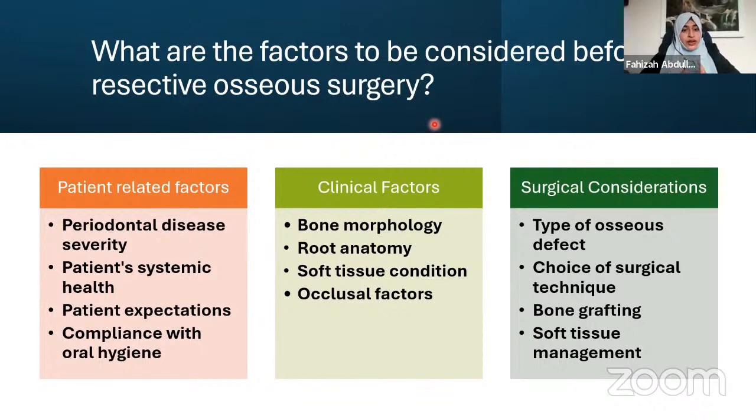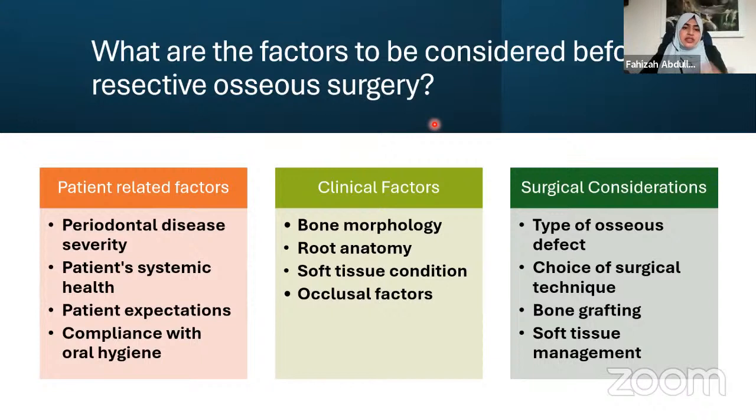We need to see if it's already a very thin alveolar bone, and if there is already a fenestration or dehiscence, any existing thin alveolar housing, we need to take care while doing this resective osseous surgery. Then the root anatomy. You cannot do extensive osseous recontouring on the root surface because it's already a bulging contour over there. So most of the contouring has to be done in the interdental area. Then the soft tissue conditions have to be checked, like if there is any active inflammation, and the occlusal factors.